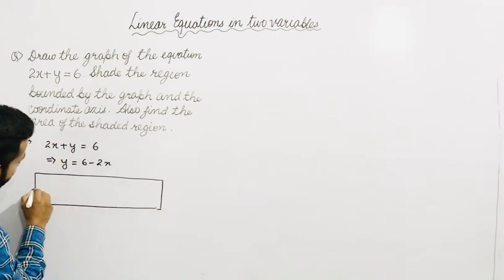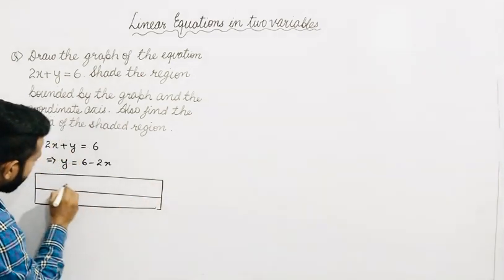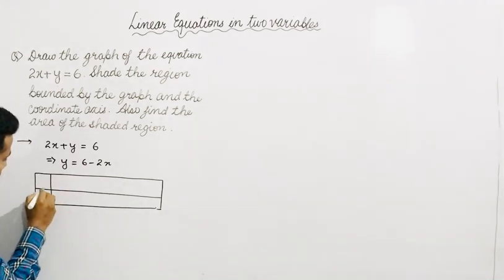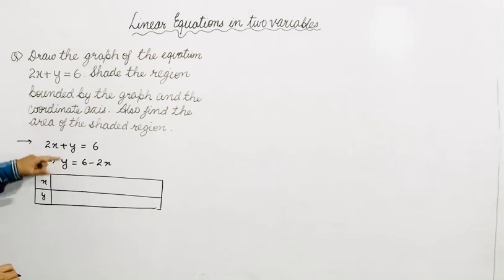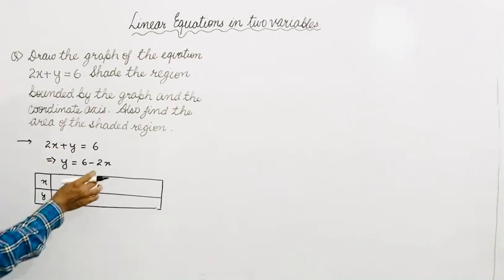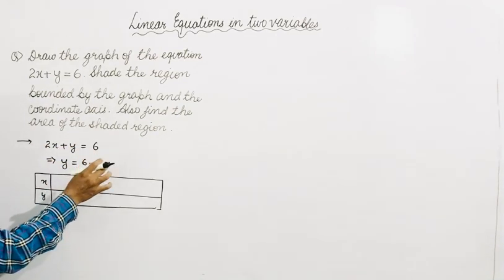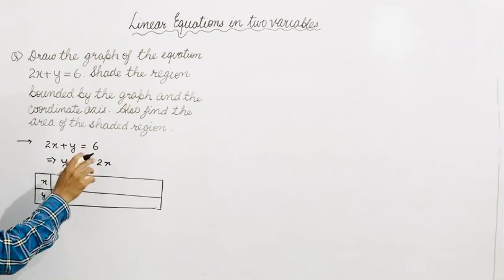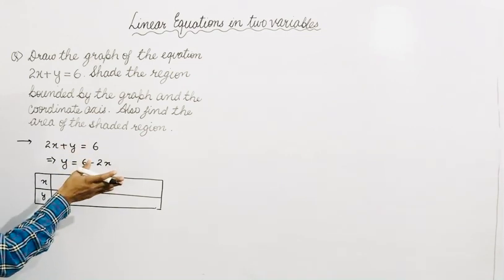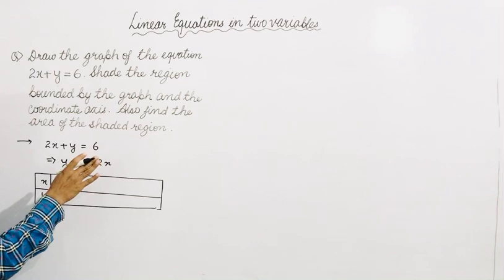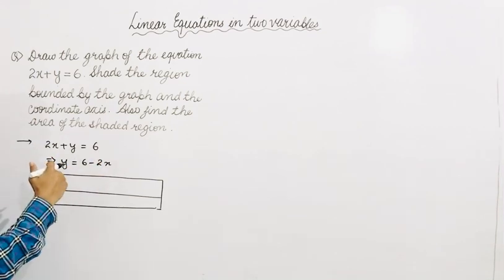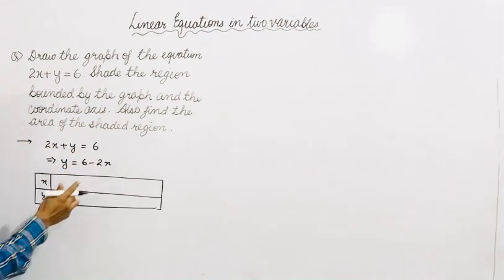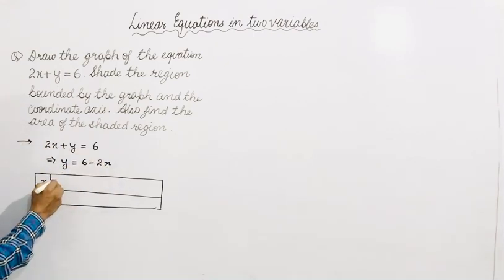You know how you will take the values of x? We take such whole number values of x for which the value of y also comes a whole number. Those numbers can be negative, those numbers can be 0, those numbers can be positive as well. So let us start. Let's take x equals 0.